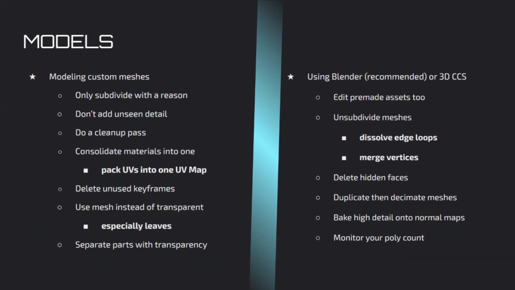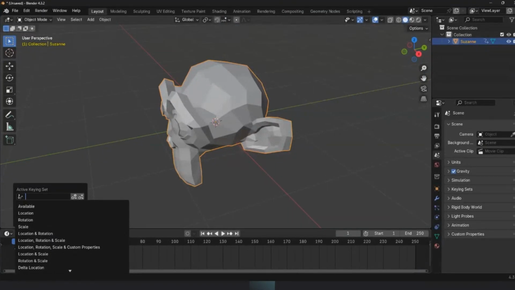Use a mesh instead of transparent. We talked about that with leaves. Separate parts with transparency. Meaning, if you have a mesh that has a part that's transparent, make that its own object in the Blender hierarchy.